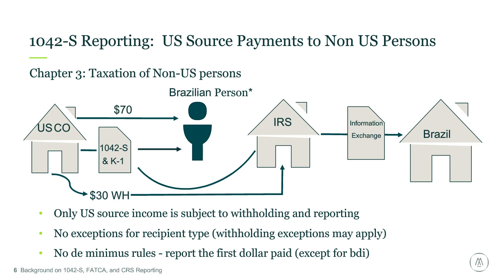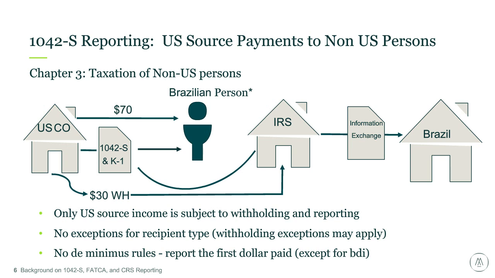I owe them $100. How much do they ultimately get? They're getting $70 because you have required withholding, since Brazil doesn't have that treaty. So $30 would go to the IRS, and $70 would go to the payment recipient. You need to make that withholding payment with the IRS.